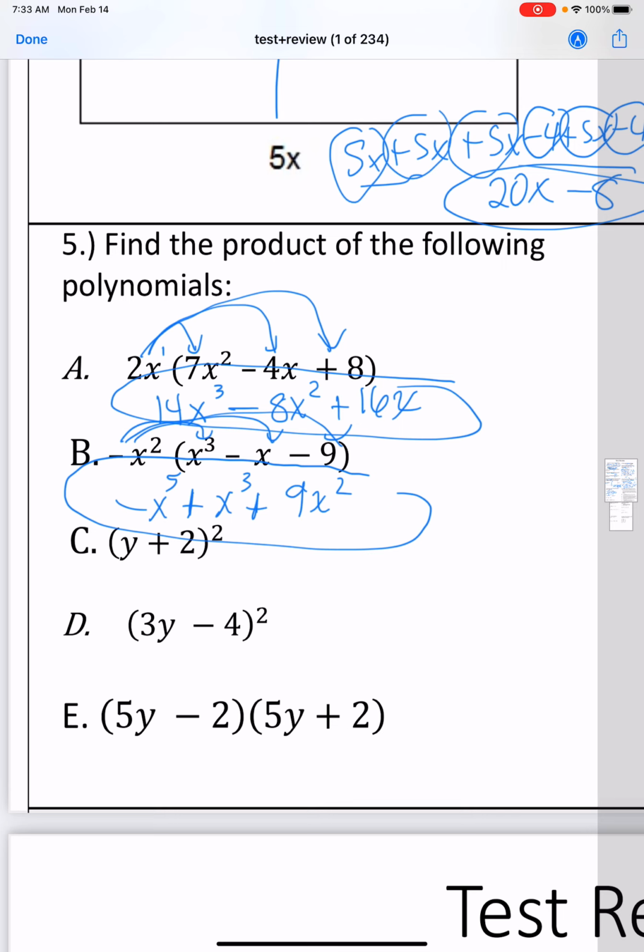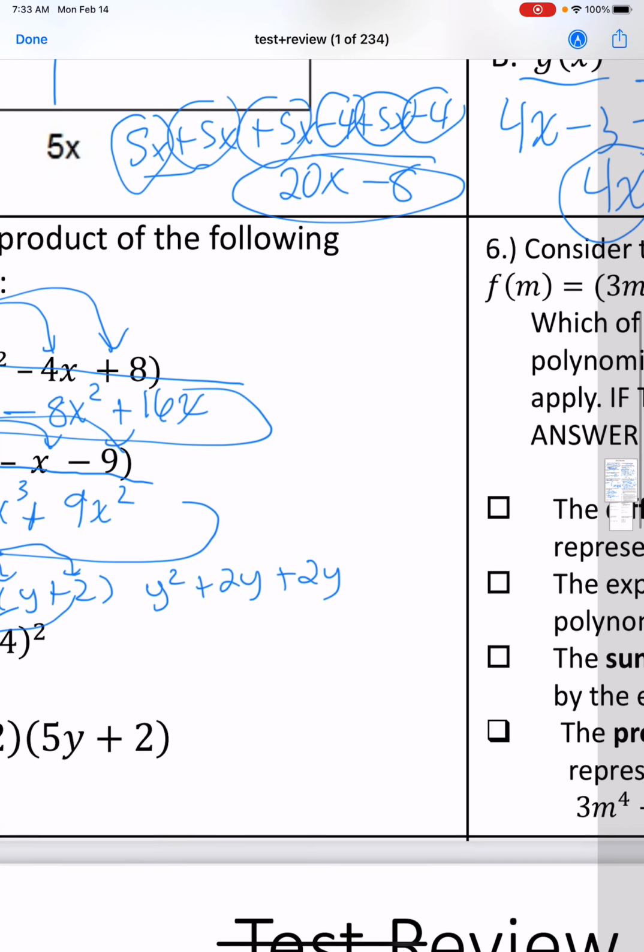Okay, this one is one of our special cases. You need to remember that this little exponent of 2 means multiply this by itself. And then we use our FOIL method. Y times y is y squared. Y times 2 is 2y. 2 times y is 2y. And 2 times 2 is 4. And then finally, we combine those like terms. And this would be our final answer.